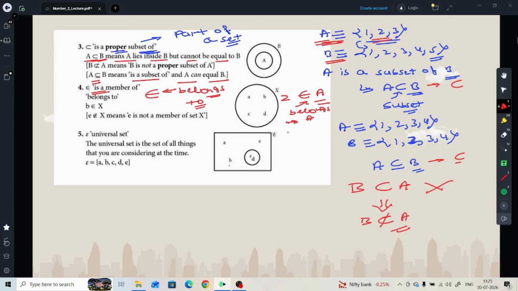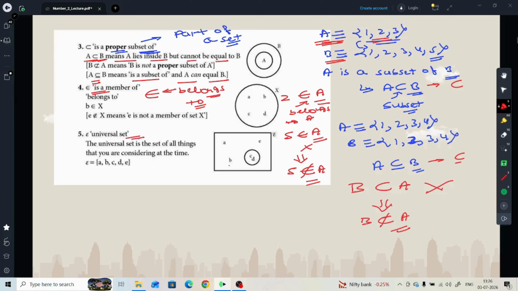But let me ask you one more thing. Does 5 belong to A? No, it does not belong to A. So for this, what symbol do we use? We use a symbol like this. We make an E-like thing, and then we just cross it up and we make it. As simple as that. Okay? Hope you must have understood.